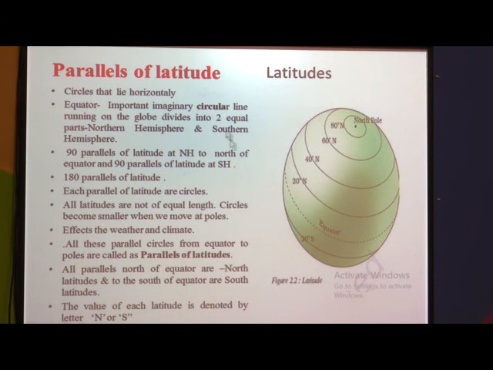Okay children, equator is 0 degree. All these parallel circles from the equator to the poles are called parallels of latitudes. Then all the parallels to the north are called north latitudes, and to the south of the equator are called south latitudes, and they are denoted by the letter N and the letter S. Now hope you understood these parallels of latitudes.